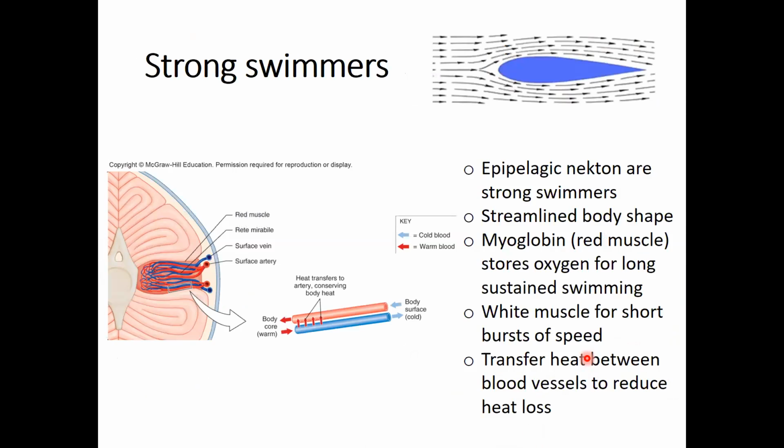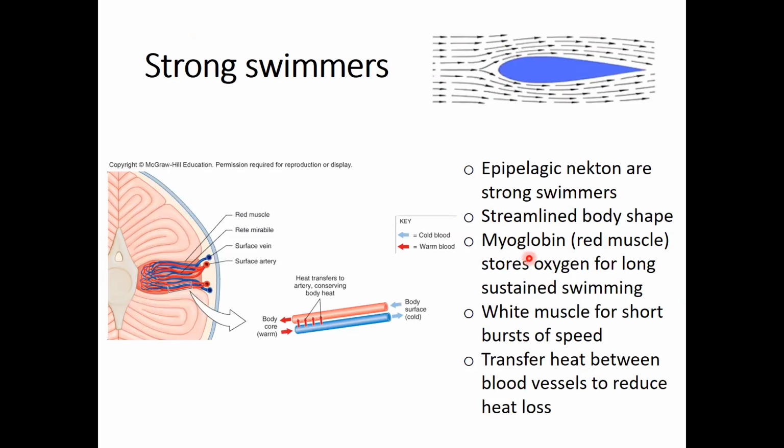Most nekton in the epipelagic are strong swimmers. We talked about tuna being able to migrate thousands of miles across the Pacific Ocean. And they have a number of adaptations to be able to swim fast and to swim these long distances. The first adaptation is having this streamlined body shape to reduce drag.